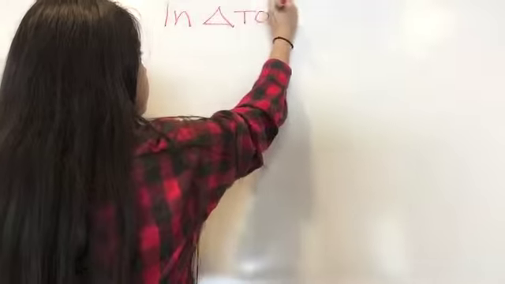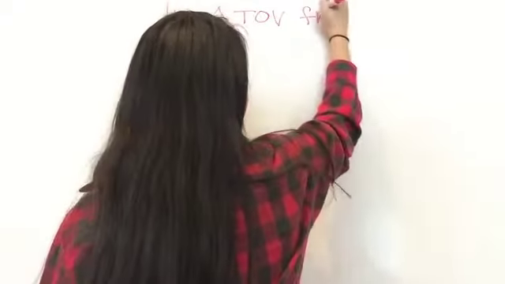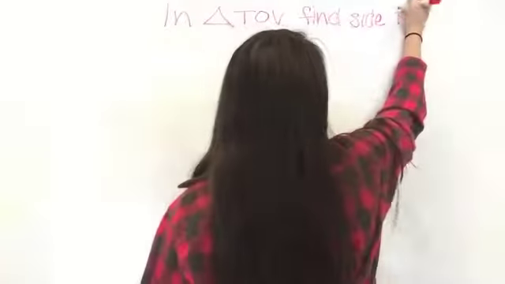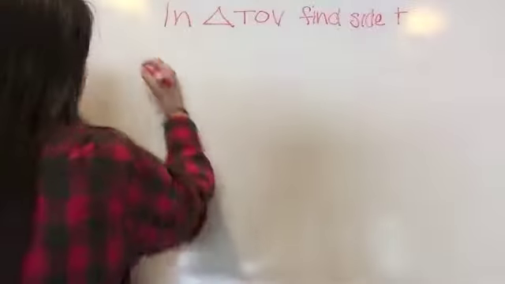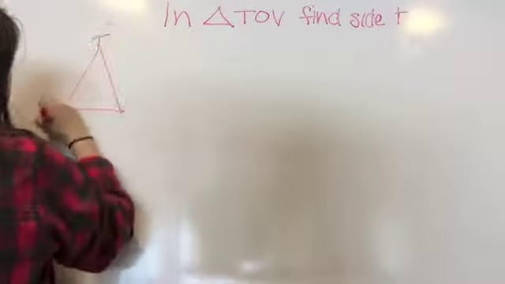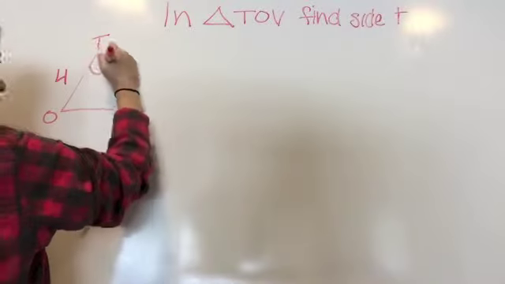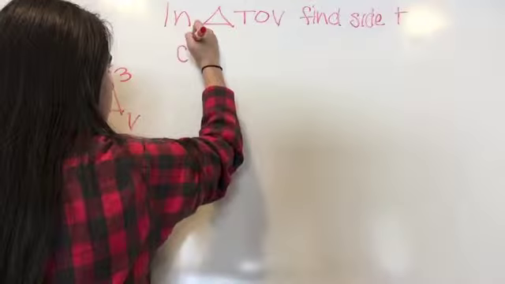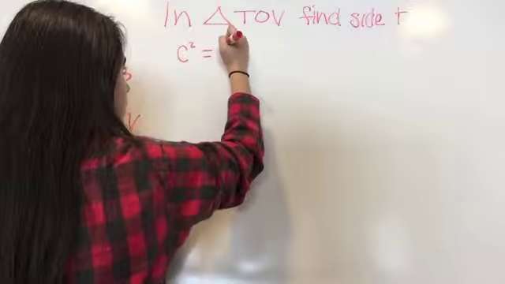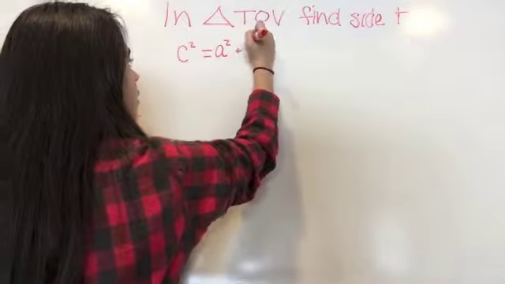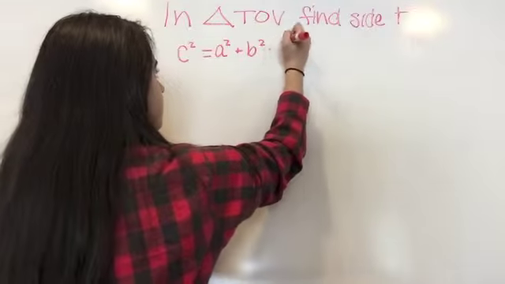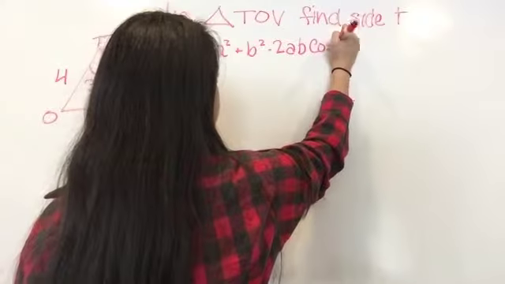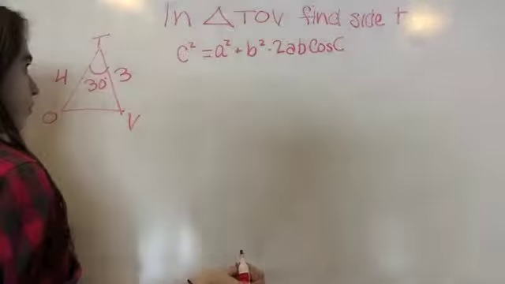We will begin with the law of cosines example. This example will utilize a side-angle-side triangle where we have two sides and one angle in between them. In triangle TOV, find side T. We will begin by writing the law of cosines formula, which states that c squared equals a squared plus b squared minus 2ab cos c.